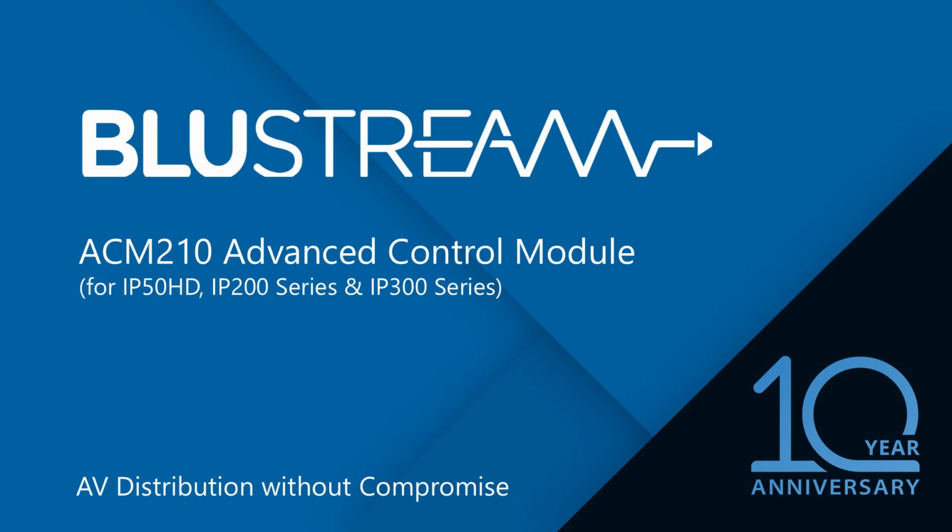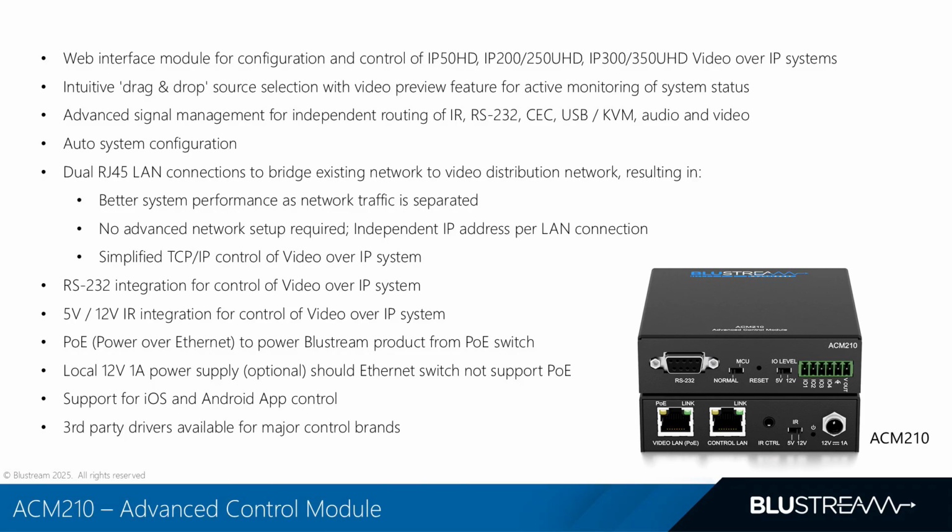Okay, now we're going to go ahead and take a look at that missing piece of the puzzle that helps put all this together, the controller. So here is the ACM210, the central control hub for Blustream's video over IP ecosystem. Now this powerful controller is designed to manage all three of the platforms that we've covered today, the IP50 HD, the IP200 UHD, and the IP300 UHD series.